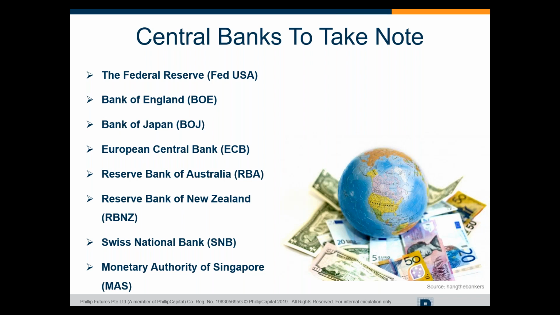So some of the central banks to take note. Firstly, the most important would be the Federal Reserve or the Fed. That would be the central bank for the USA. Then secondly, we have the Bank of England or the BOE, Bank of Japan, BOJ, European Central Bank, ECB, Reserve Bank of Australia, RBA, Reserve Bank of New Zealand, RBNZ, Swiss National Bank, SNB, and some of the Singaporeans would definitely know Monetary Authority of Singapore, the MAS, which is the central bank for Singapore.